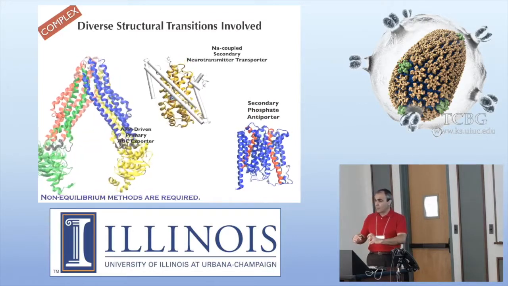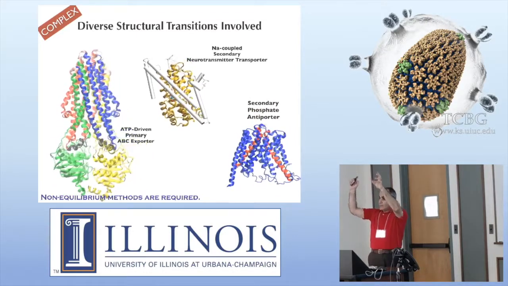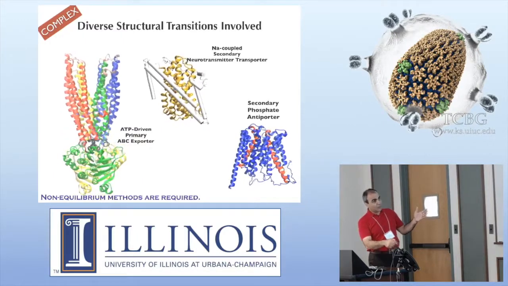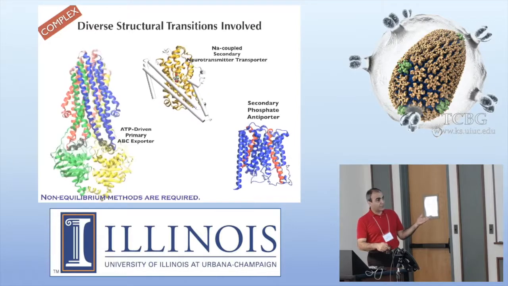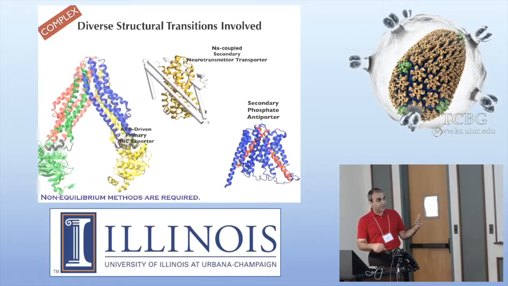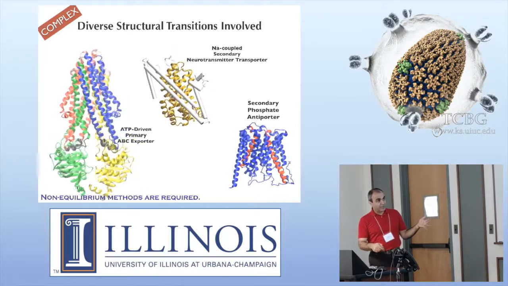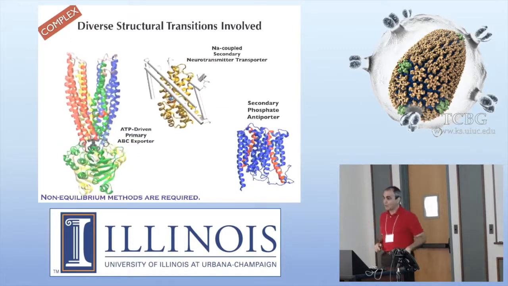taking something from one side and delivering it to the other side, but you can see their modes of conformational changes are completely different. Depending on the source of energy, for example, this is ATP coupled, this is ion coupled, and this is a simple antiporter rocking back and forth.